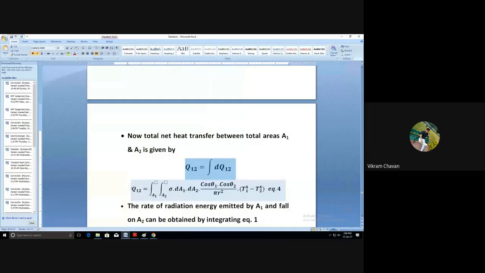So Q12 will be equal to integration over the surface area A1 and integration over the surface area A2 of the value sigma multiplied by dA1 multiplied by dA2 multiplied by cos theta 1 multiplied by cos theta 2 divided by pi r square whole multiplied by T1 raised to 4 minus T2 raised to 4, and that will be considered as equation number 4.